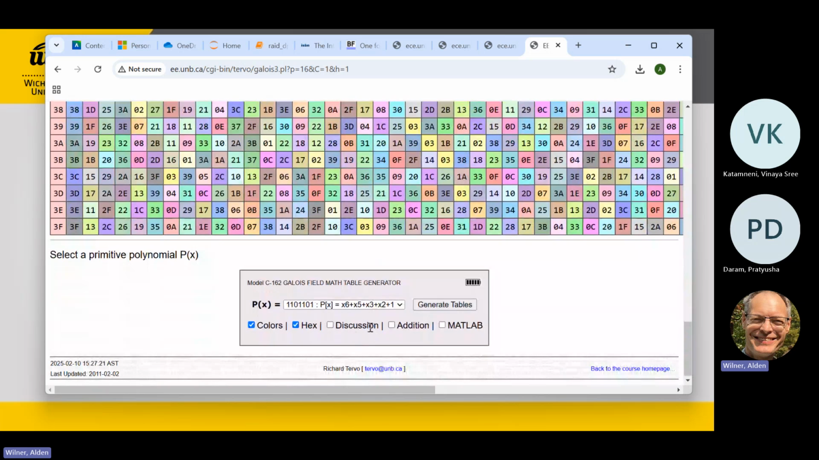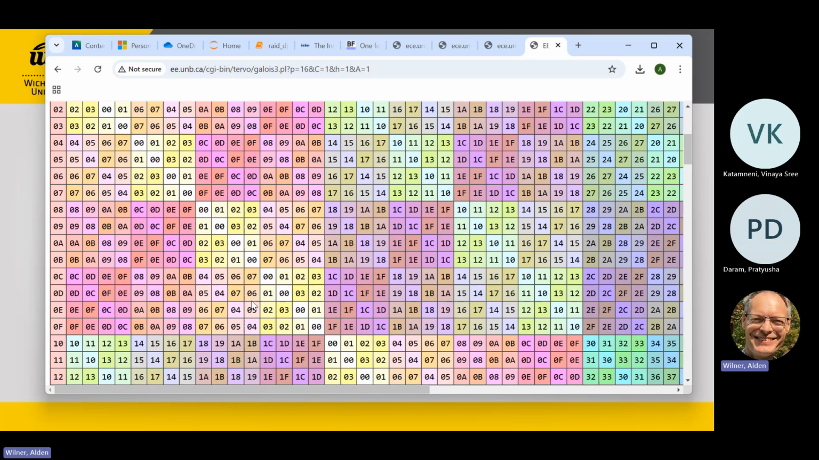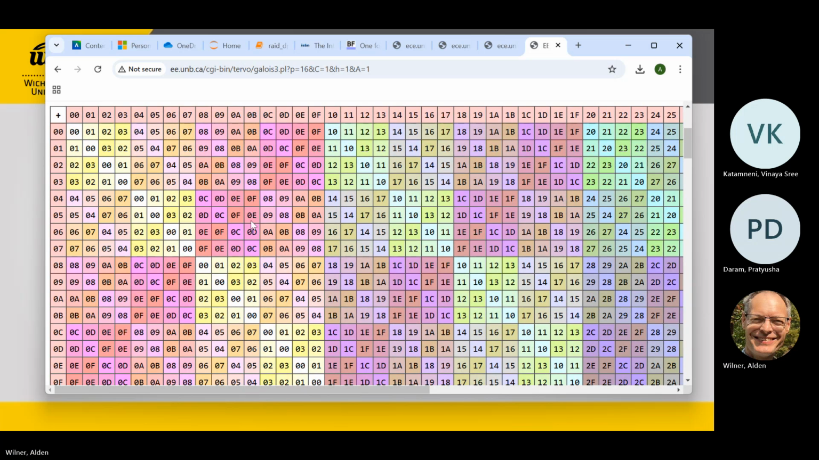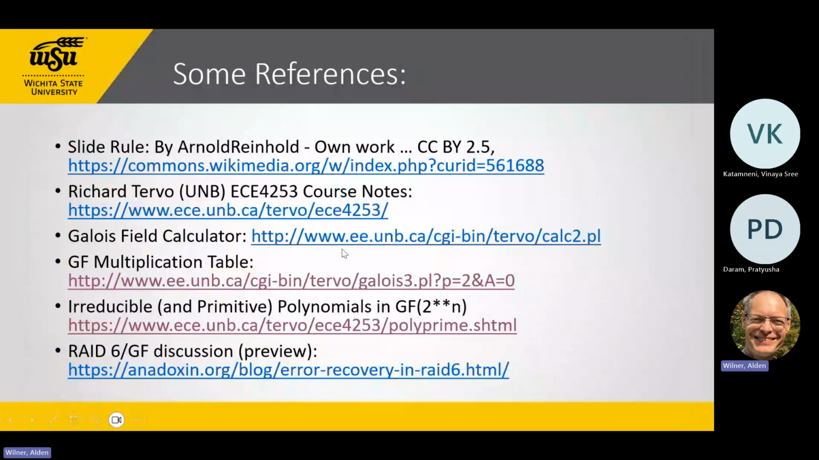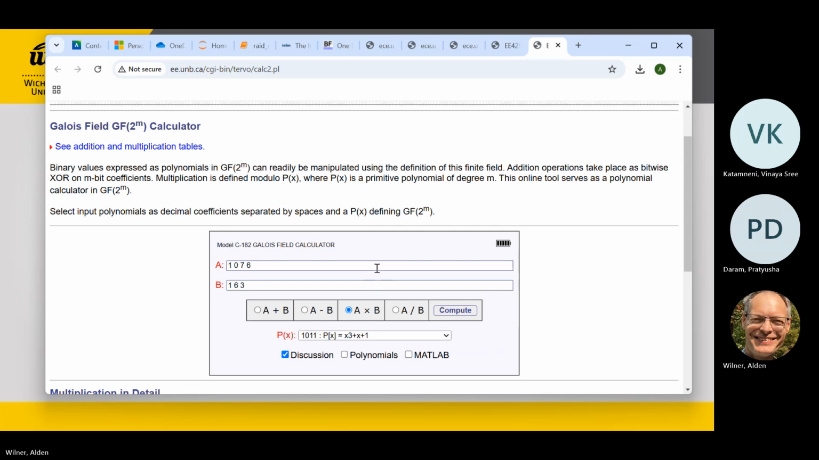This is more interesting if I look at it in an addition table. I can build an addition table. And you can see that we get big old blocks of data that repeat over and over again with the colors. Okay. Here's a calculator. Galois field calculator. You give it two numbers that fit in your Galois field, and you can tell it to compute multiplication, addition, subtraction, and division.